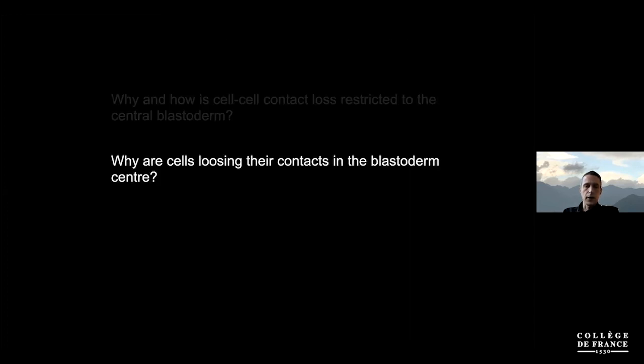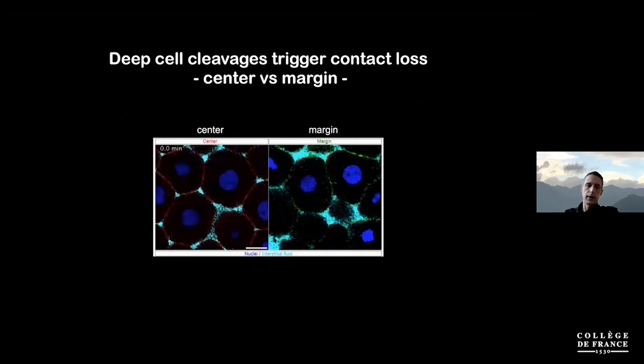Now, the key question then to answer really was, why do cells lose contacts in the blastoderm center? And the reason for that comes by looking at a slightly earlier process happening in development of the zebrafish embryo. What the embryo does is it undergoes a number of synchronous or metasynchronous cell cleavages, subdividing the volume of the blastoderm into smaller parts.